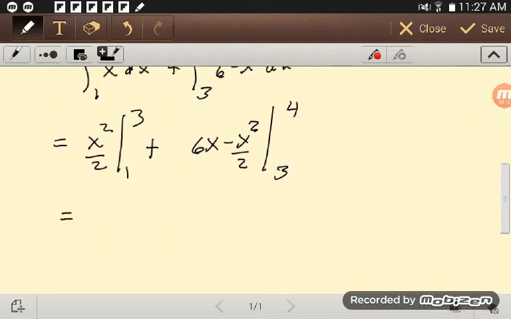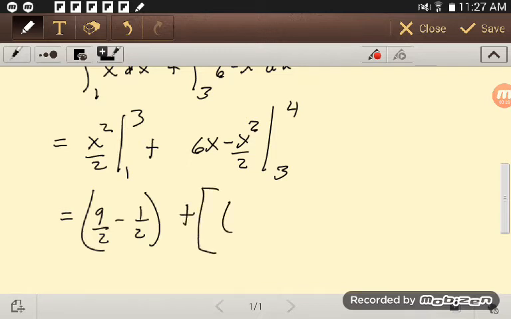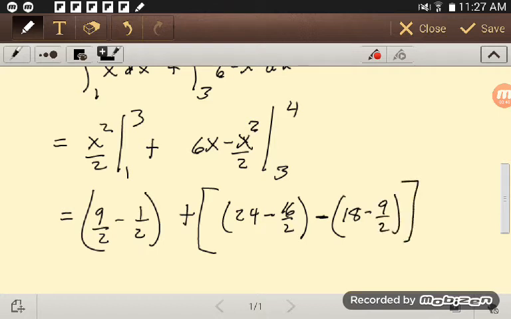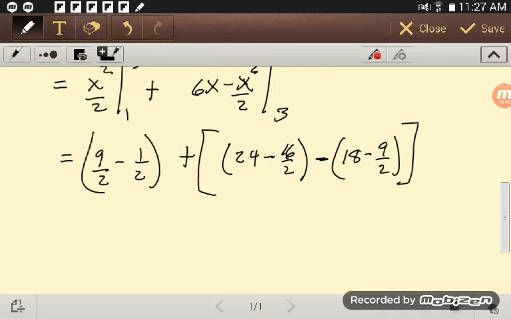And so this is 9 over 2 minus 1 over 2 plus, we have 6 times 4, that's 24, minus 4 squared, so that's 16 over 2, and then minus with the 3, so that'd be 18 minus 9 over 2. So there we used our fundamental theorem of calculus.